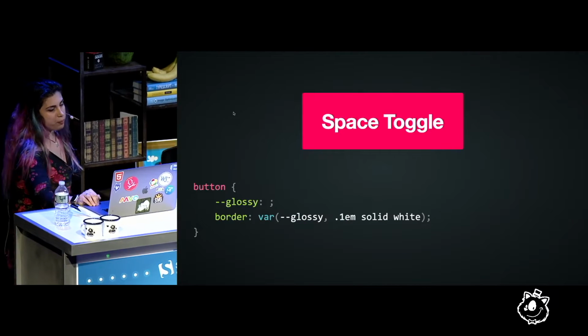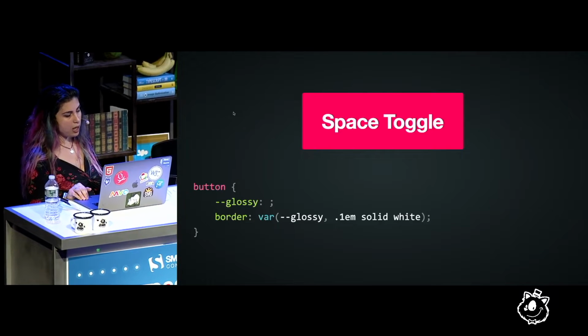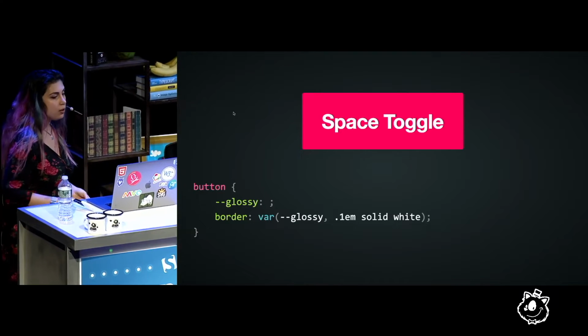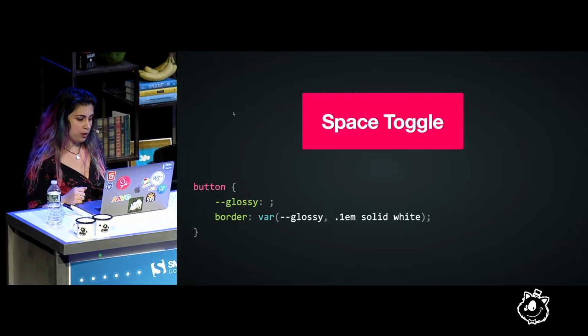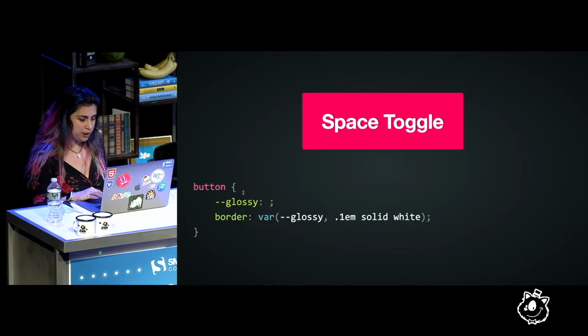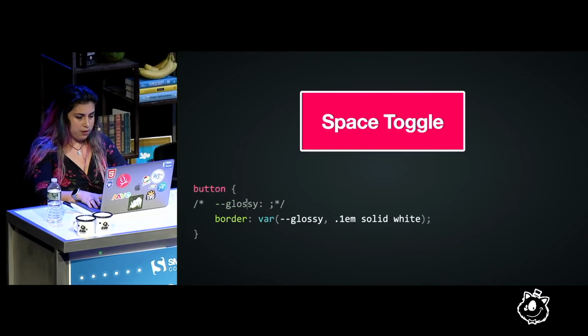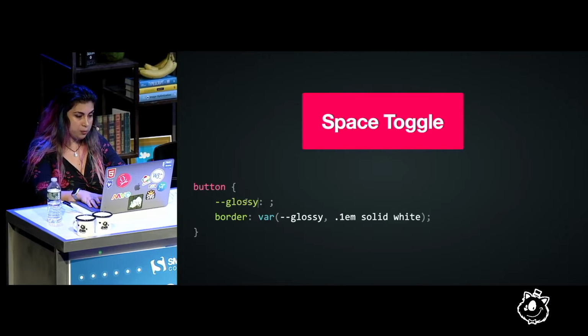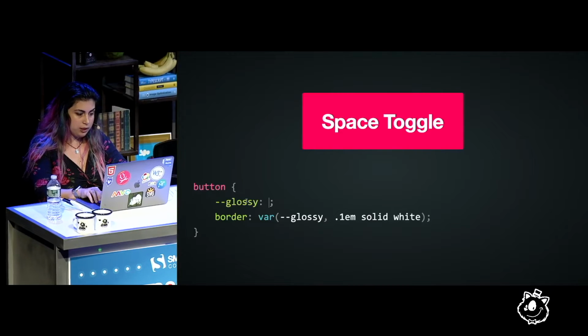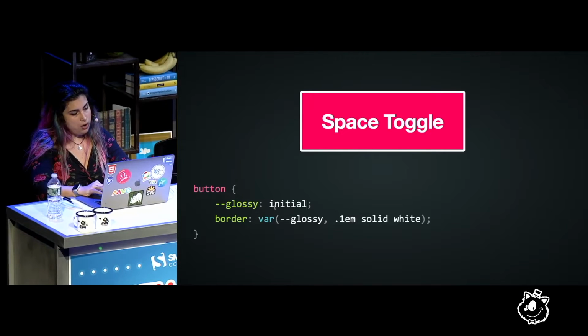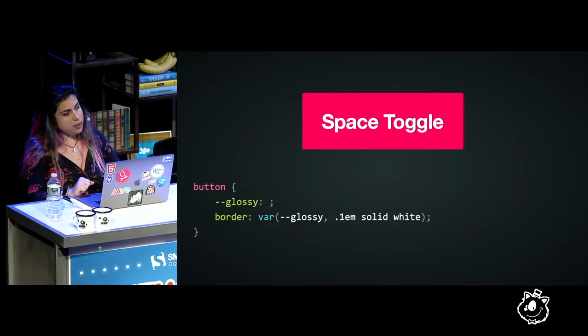And the last bit of the puzzle is how do we apply entire declarations when glossy is on, and unapply them when glossy is off, and not have anything applied. So as you can see, this just works. Specifying the entire value of the property in the border value in the var fallback just works. I have my border applied when glossy is not there, or if it's set to initial. But when it's set to white space, I don't get any border.